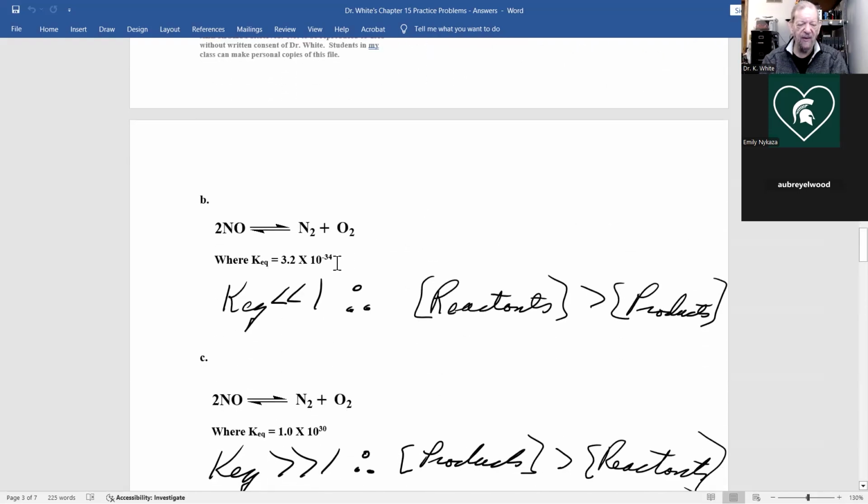Therefore, the concentration of products is much greater than the concentration of reactants. Now, if we look at this number for the B, 2 nitrous oxide decompose to make nitrogen gas and oxygen gas. K equilibrium is 3.2 times 10 to the minus 34. And since the equilibrium constant is much, much less than 1, therefore, the reactants' relative amount, concentration, that's why we put it in brackets, is greater than the amount of products concentration.